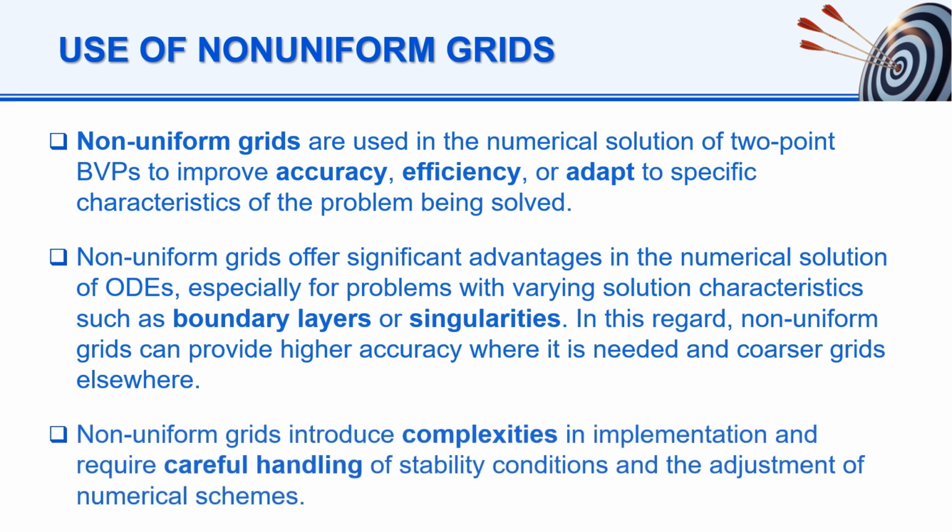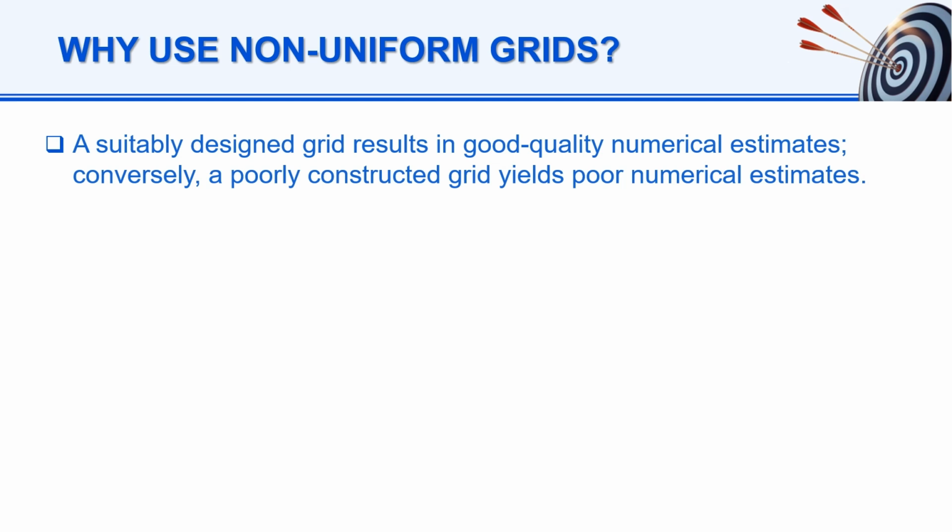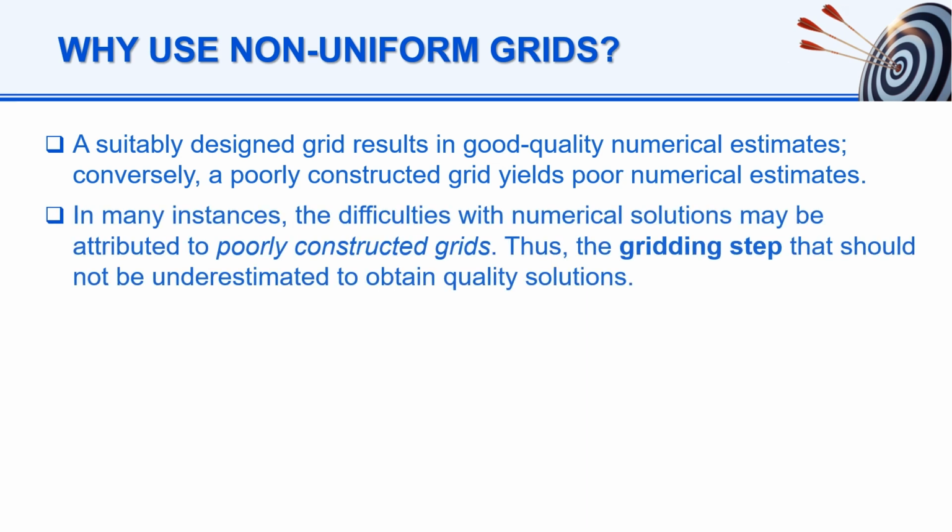Non-uniform grids introduce complexities in implementation and require careful handling of stability conditions and the adjustment of numerical schemes. A suitably designed grid results in good quality numerical estimates. Conversely, a poorly constructed grid yields poor numerical estimates. In many instances, the difficulties with numerical solutions may be attributed to poorly constructed grids. Thus, the gridding step should not be underestimated to obtain quality solutions.